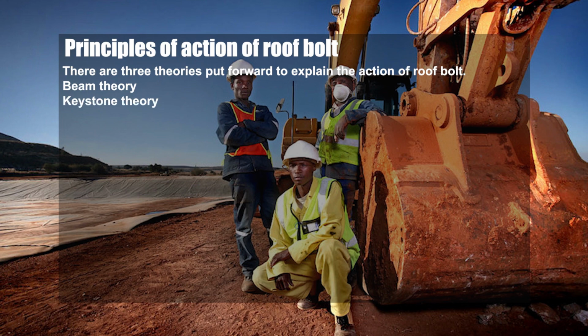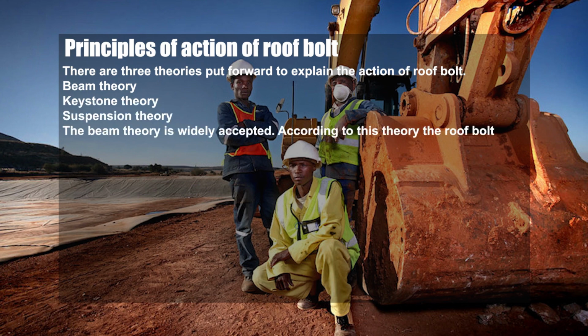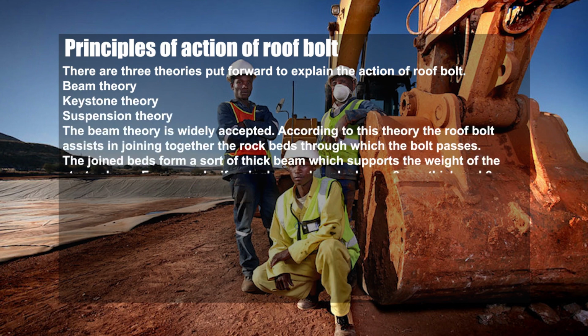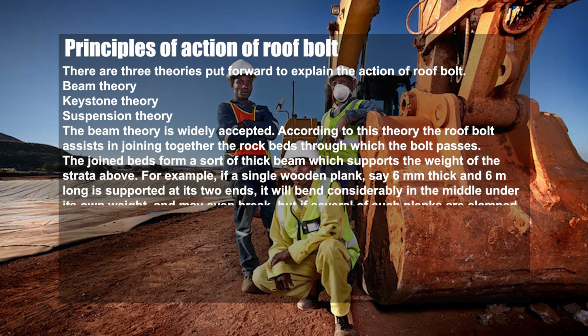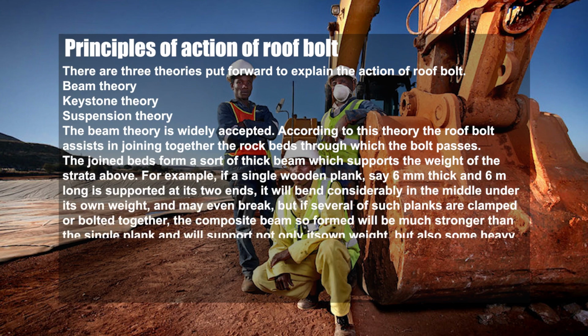There are three theories put forward to explain the action of roof bolt. First, beam theory, second, keystone theory, third, suspension theory. The beam theory is widely accepted. According to this theory, the roof bolt assists in joining together the rock beds through which the bolt passes. The joined beds form a sort of thick beam which supports the weight of the strata above.